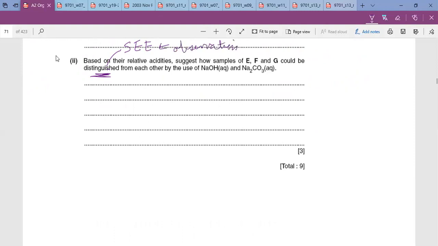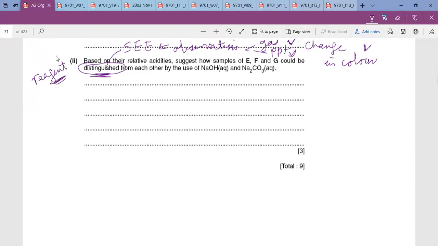Like gas given out. Like a precipitate. Like change of color. Like KMnO4 is decolorized, or potassium dichromate is changed from orange to green. The kind of thing, change in color. So you must have a gas given out, bubbles, a precipitate and its color, or a change in color of the solution. Any one of them must be here. To distinguish means you must see something when you put a reagent inside.